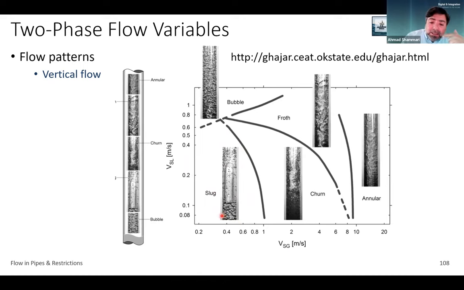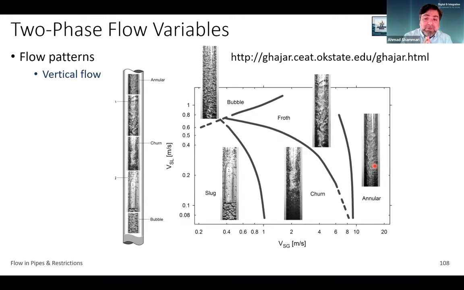As we start to increase the free gas flow rate, we will move from slug flow into a form of flow called churn flow. And then if we continue, we can have what is called froth flow. And then we can go to the annular flow. The annular flow is mainly gas in the middle, right? Pushing the liquid to the surface, okay?